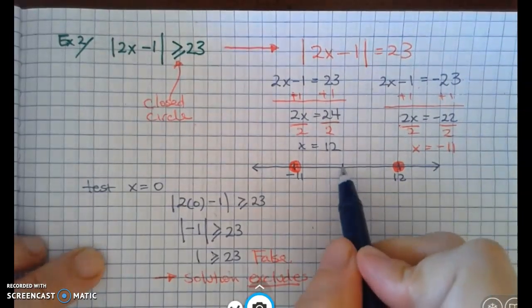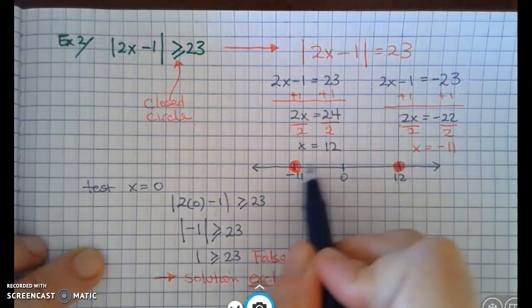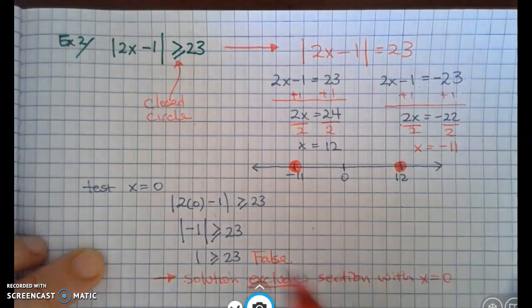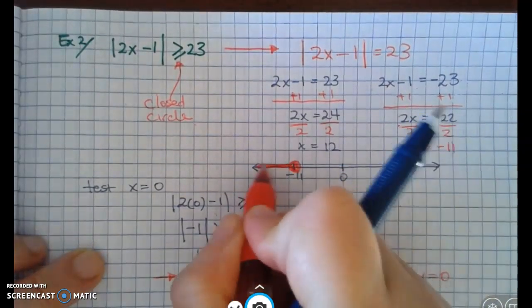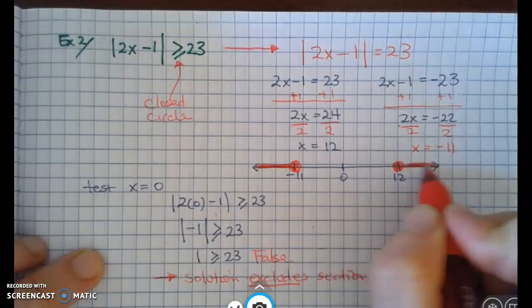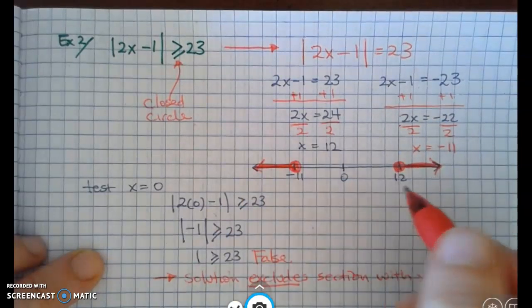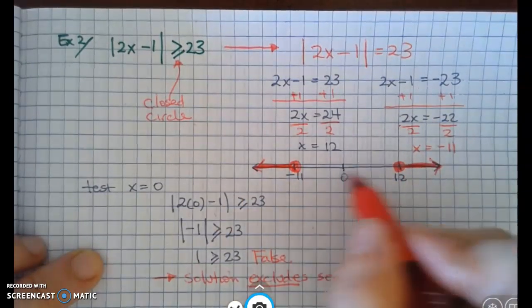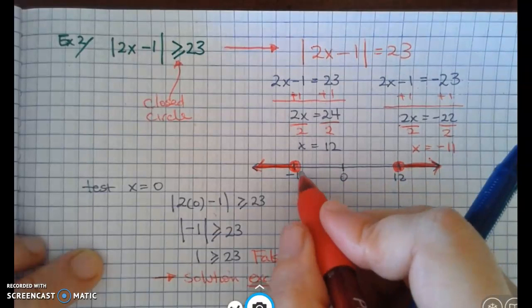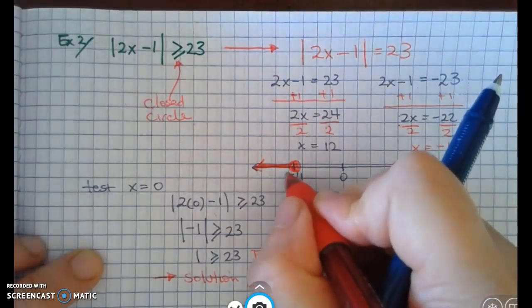So x equal to 0 is here, so it excludes this section. That means our solution is going to be outside. This is going to be outside like so. So this is my two-solution area.